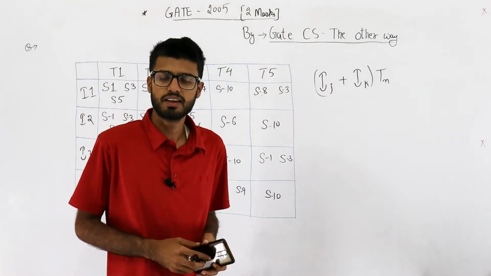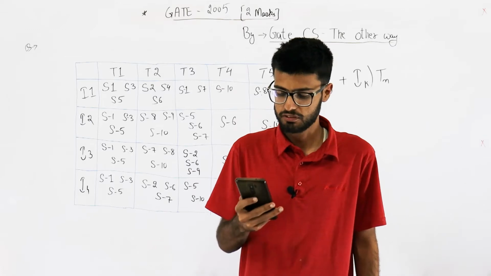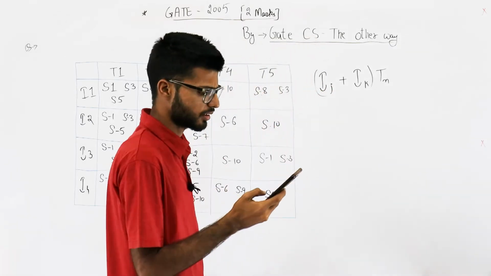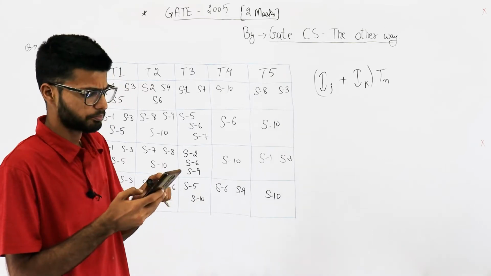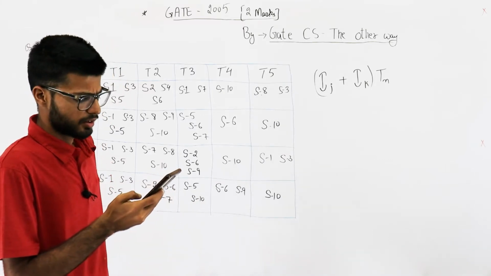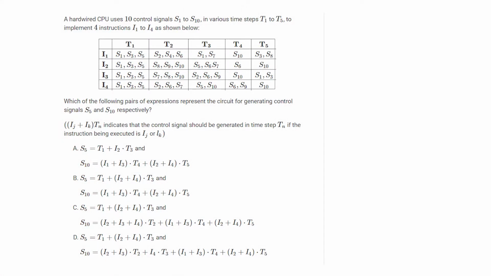Hello learners, welcome back. Let's now have a look at this question from GATE 2005. The statement is very lengthy, but the question is rather an easy one. It's a 2-mark question and the statement reads, a hardwired CPU uses 10 control signals S1 to S10 in various time steps T1 to T5 to implement 4 instructions I1 to I5 as shown below.